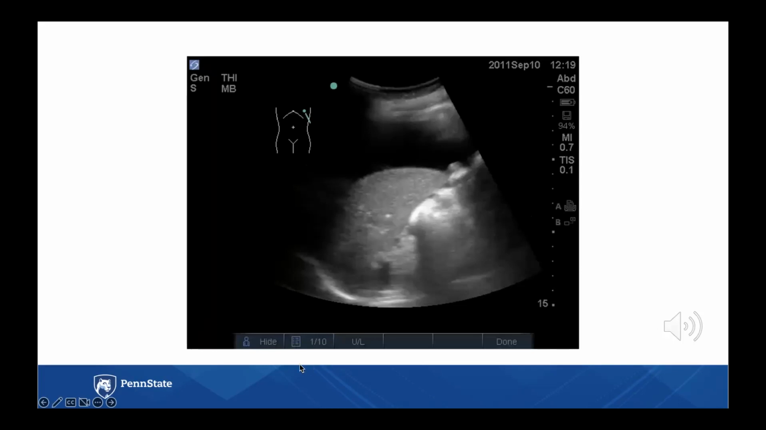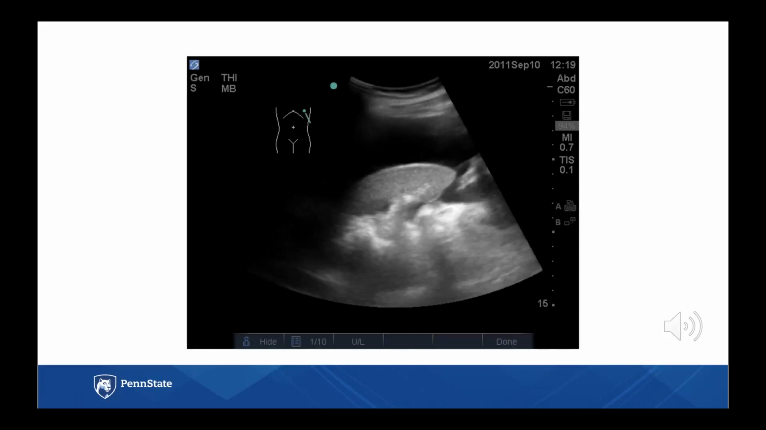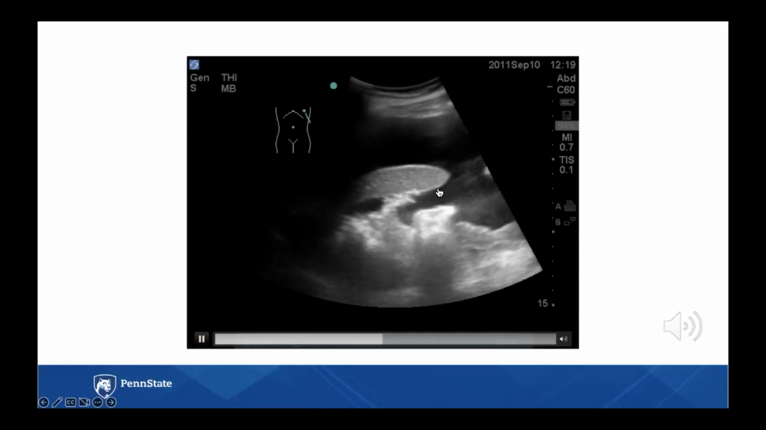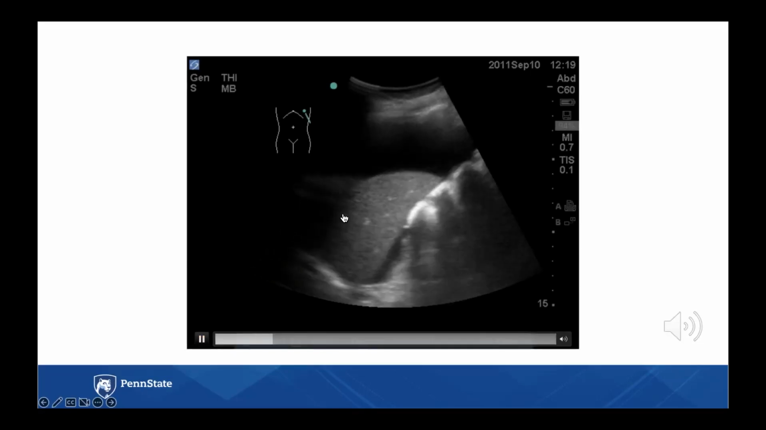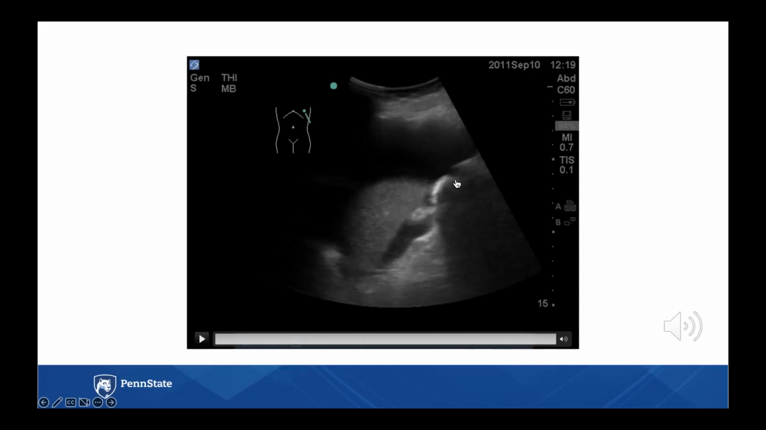Here we have a grossly positive FAST exam for the left upper quadrant. So you can identify the spleen in this video as this kind of homogeneous isoechoic structure. You can even see the blood vessels entering and exiting it, but you don't see the kidney sitting right up next to it like you usually would, nor do you see the diaphragm.